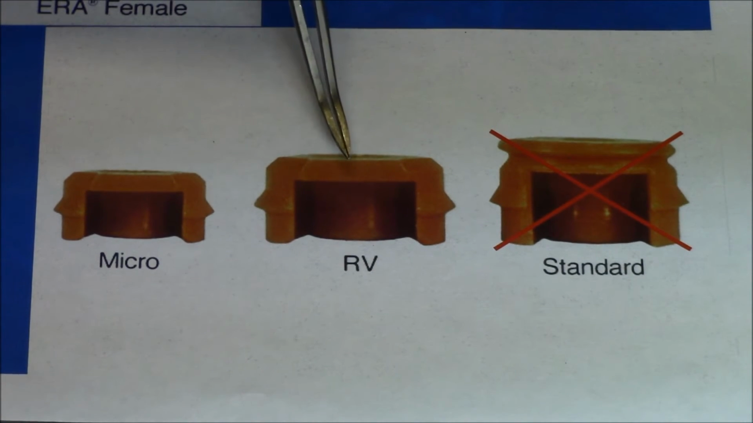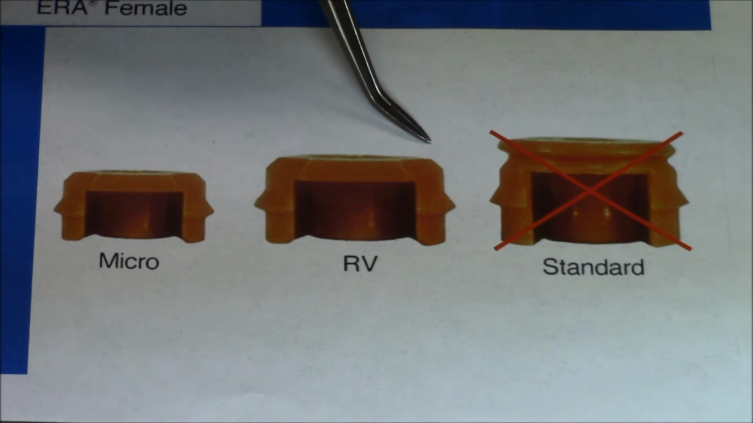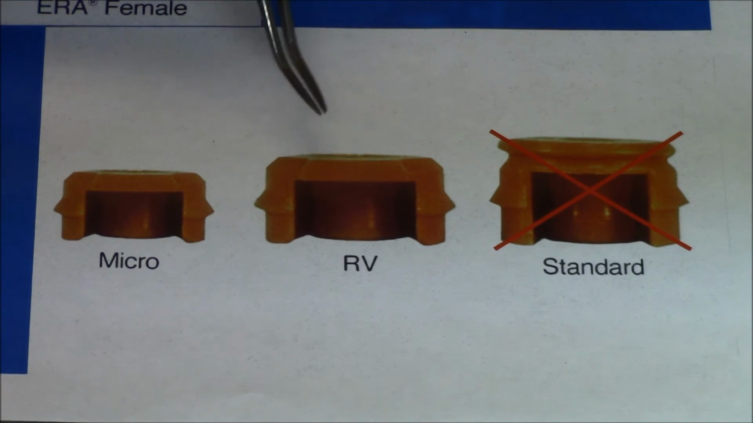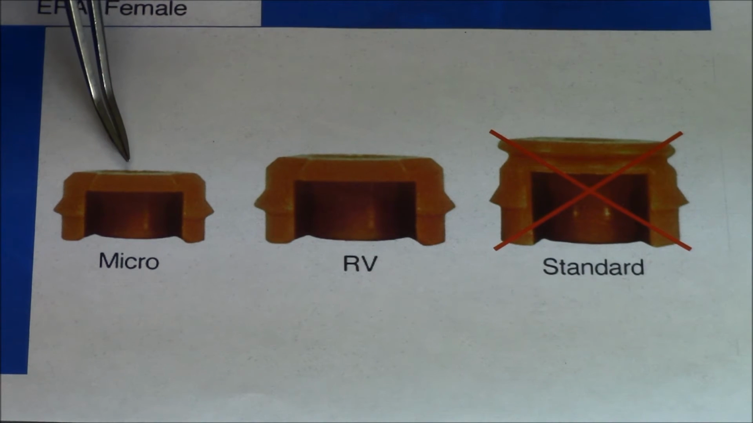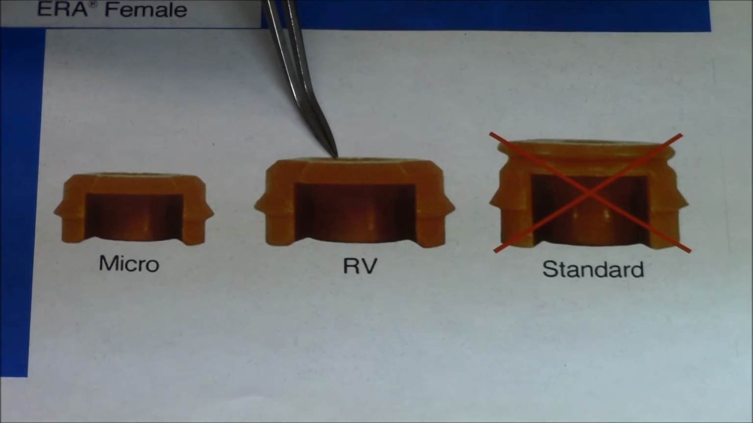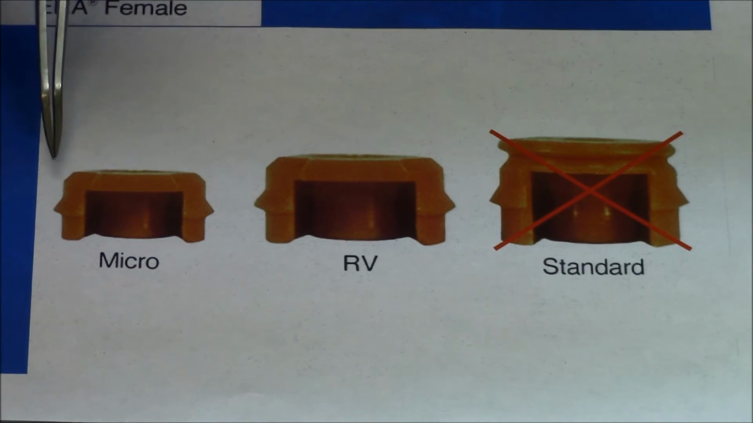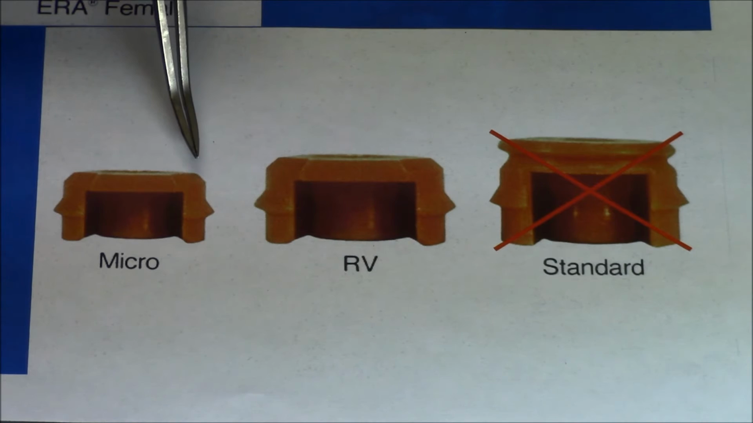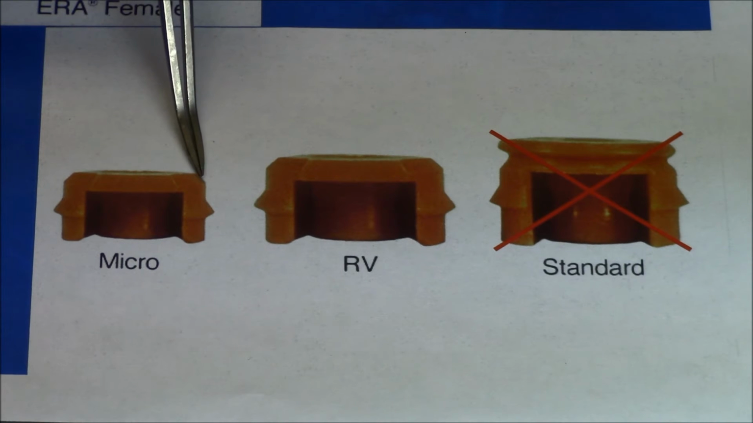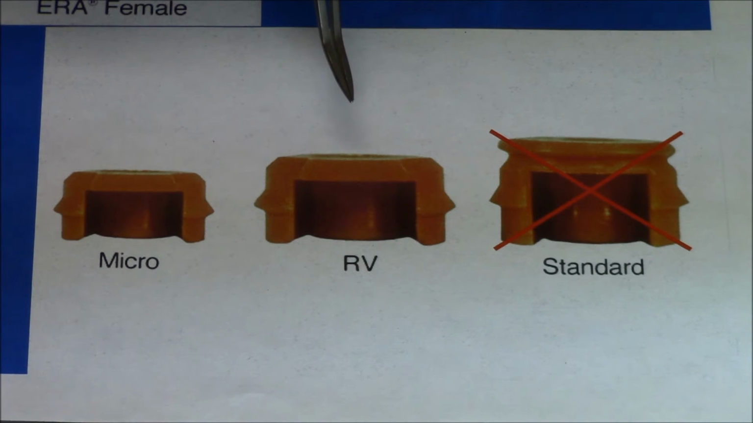The difference between the standard and the micro is just height. In other words, the RV is 0.5 millimeter shorter than the standard, but they're the same diameter, the center buttons are the same. The micro, on the other hand, is 20% smaller in all directions than the RV. So what that means is it's another 0.5 millimeter shorter, but as you can see, the micro is also quite a bit narrower. The outside diameter of the micro is 3.4 millimeters, whereas the RV outside diameter is 4.3 millimeters.